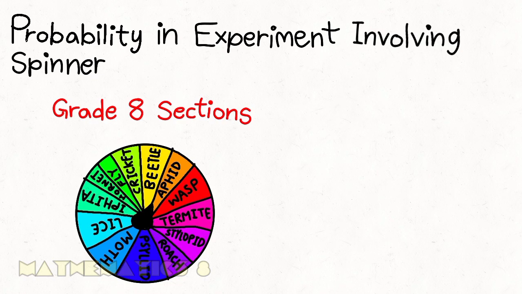You are transferred to Salarsville High School as a grade 8 student. There are 13 sections and a spinner is used to randomly assign you to one. What is the probability that you will be placed in section A?